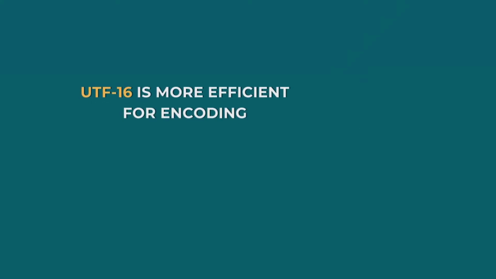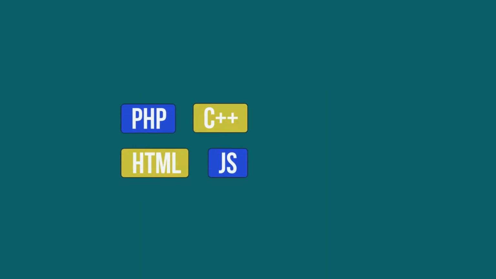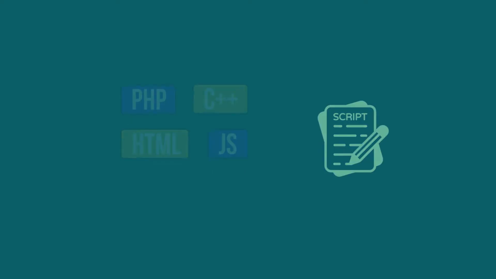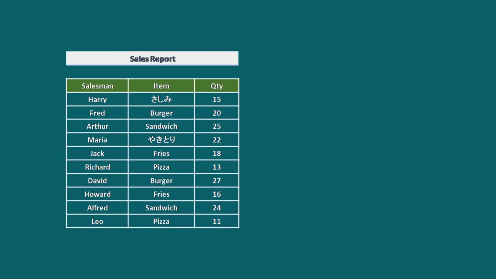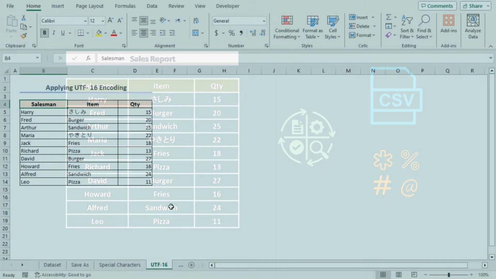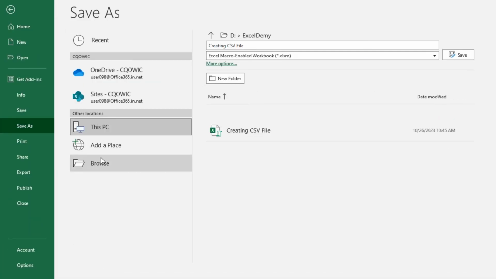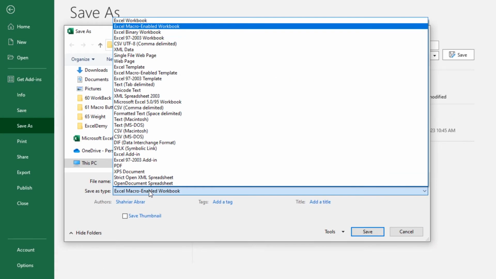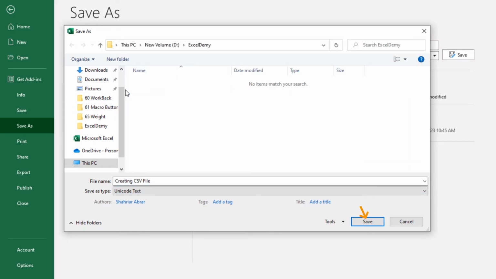UTF-16 is more efficient for encoding and storing text data with a wide range of characters from different languages and scripts. It can represent a broader set of characters more briefly than UTF-8. You can follow this different process to create a CSV file with special characters from Excel. Like before, open the Save As dialog box. From the Save As type box, select Unicode text format. Therefore, click on the Save button.